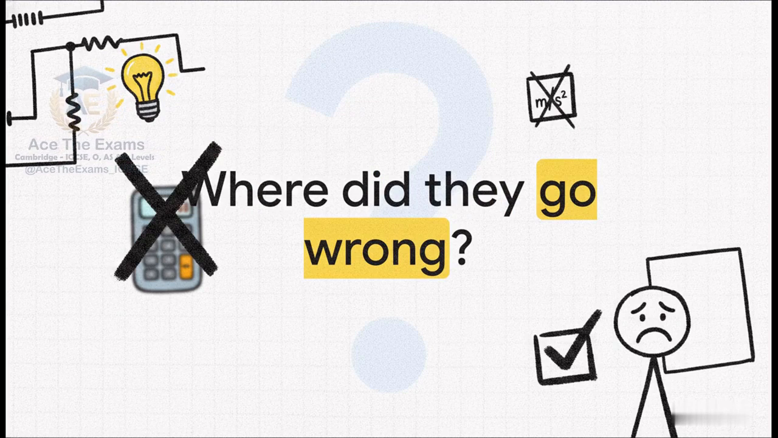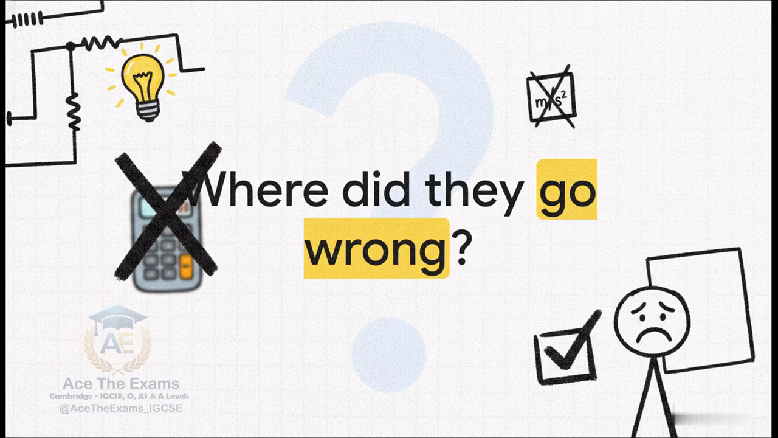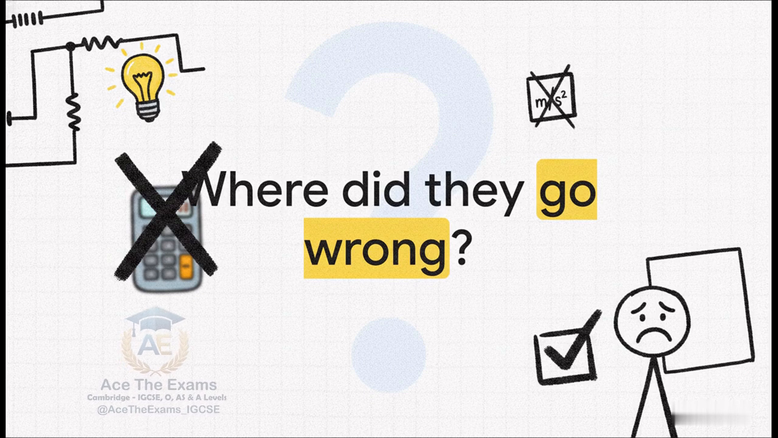Well, here's the wildest part. It wasn't a lack of knowledge. They actually knew the physics. It was a fatal flaw in their exam strategy. They rounded their numbers way too early in the calculation, and they completely forgot to write down their units in the final answer. The examiner literally had no choice but to tank their score.